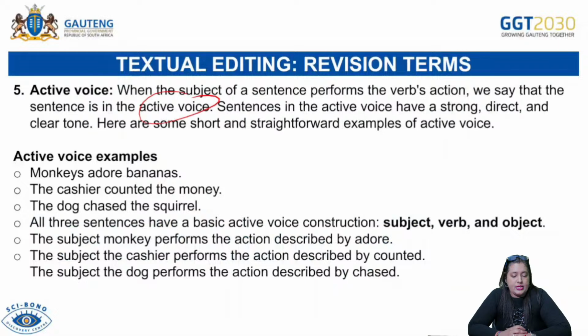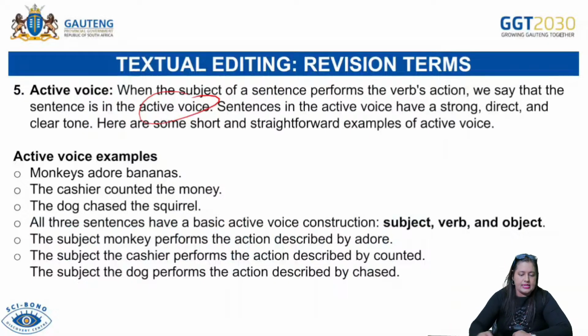Active voice examples. Monkeys adore bananas. The cashier counted the money. The dog chased the squirrel. All three sentences have a basic active voice construction: a subject, verb, and object. The subject, in terms of the monkey, performs the action described by adore.